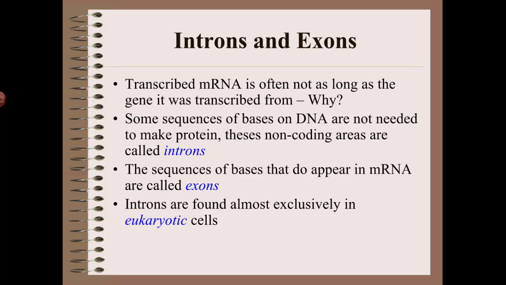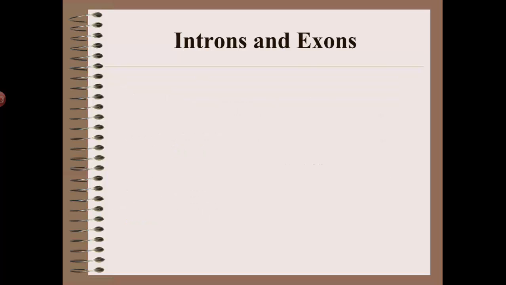And the reason for that primarily is that we've had a lot more evolution to create the very complex genome that we have. A lot of hitchhiking pieces of DNA have found their way into our genome. They don't really affect us in any negative way as long as we're able to snip out those pieces before we try to make a protein. Okay?